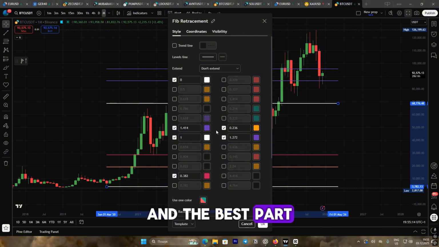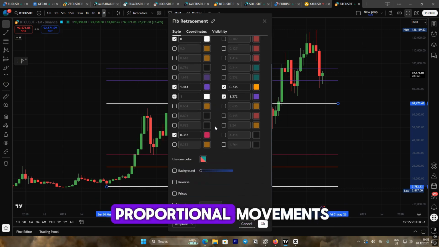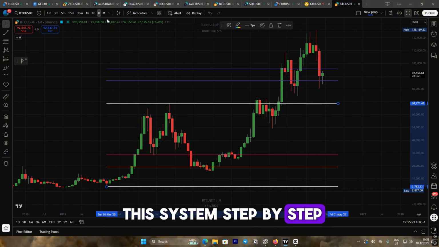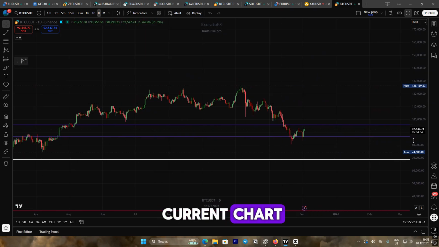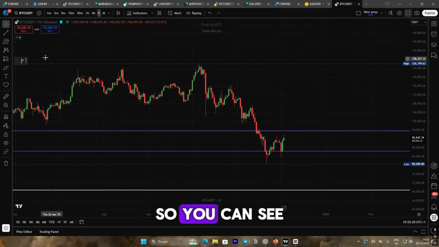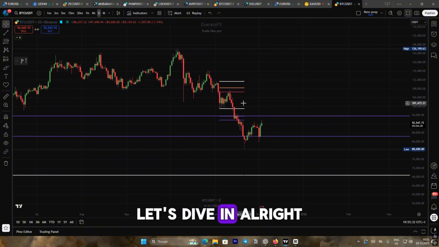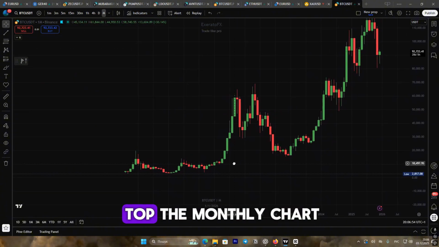And the best part, these ratios work on any asset, any time frame, any market, because price naturally repeats the same proportional movements over and over again. Today I'll show you this system step by step, apply it to Bitcoin's current chart, and run it through historical data so you can see exactly why it performs the way it does. Let's dive in. Alright, let's start from the top, the monthly chart.